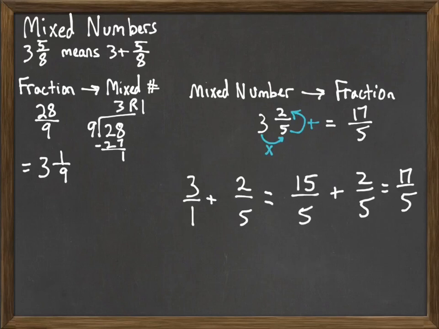But the quicker way, again, is just to take 3 times the whole number times the denominator, add that to the numerator, and then that's your new numerator.